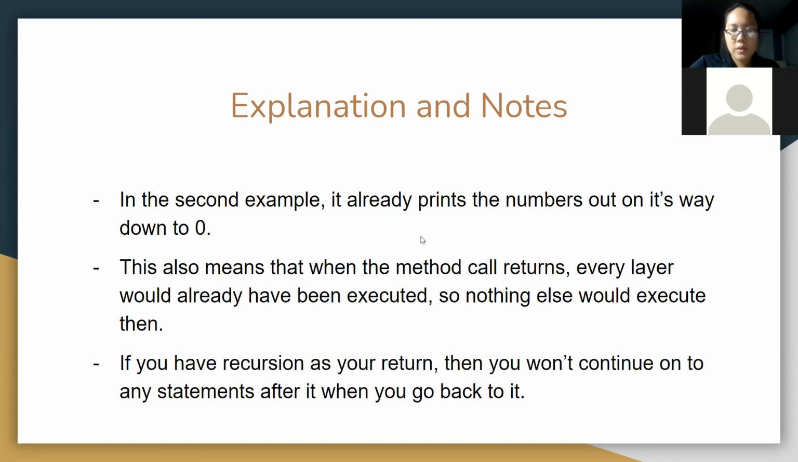If you use recursion as your return, then you won't continue on to any statements after you go back to it. That's essentially saying if you put the print n-1 part on a return statement, which you can do, then it's not going to continue on to any statements after you go back to it later on, because return means you're automatically ending the method once you return. So it wouldn't go back to any other statements later on when it returns to that return statement. If that makes sense.